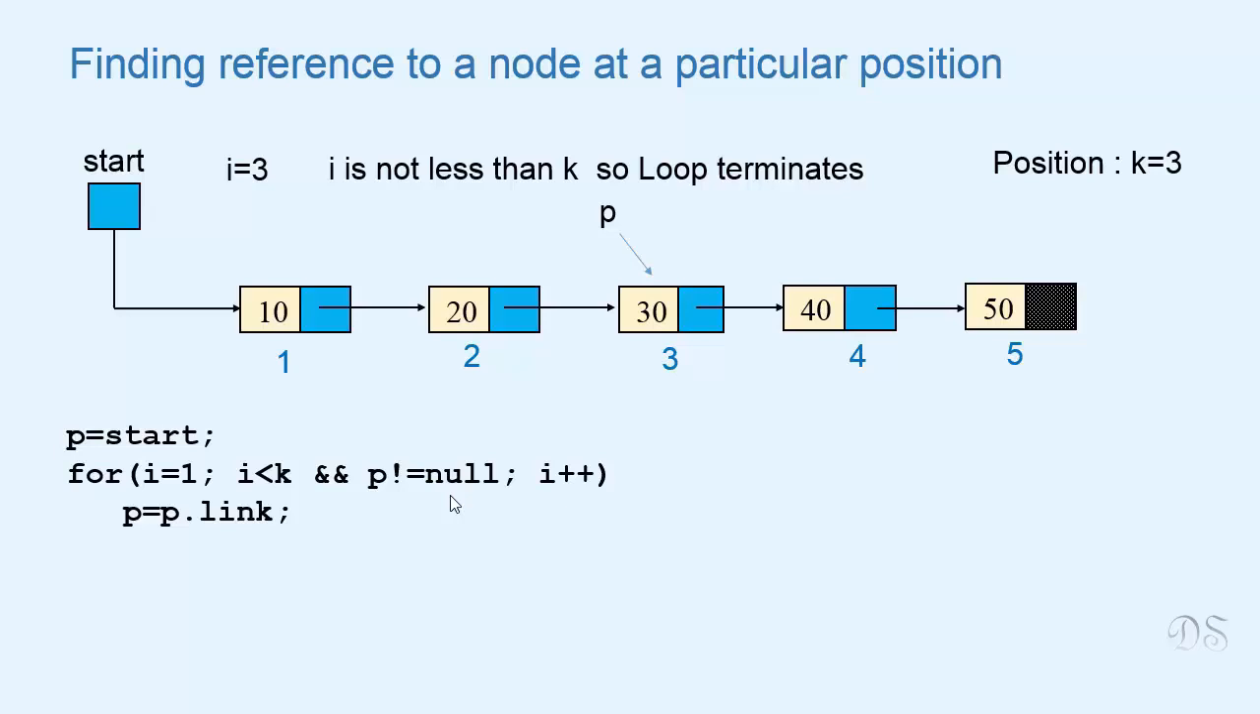For example, if k is 10 and there are only 5 nodes in the list, then this condition p is not equal to null will terminate this loop.